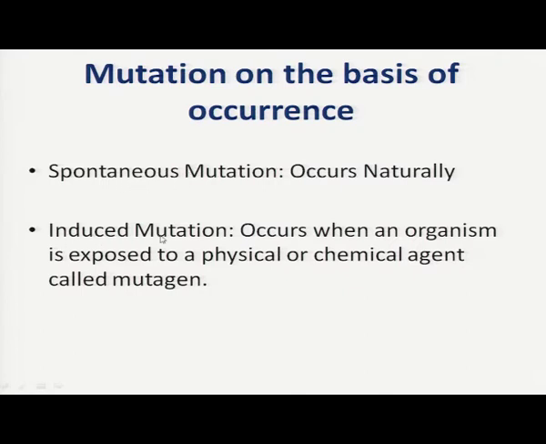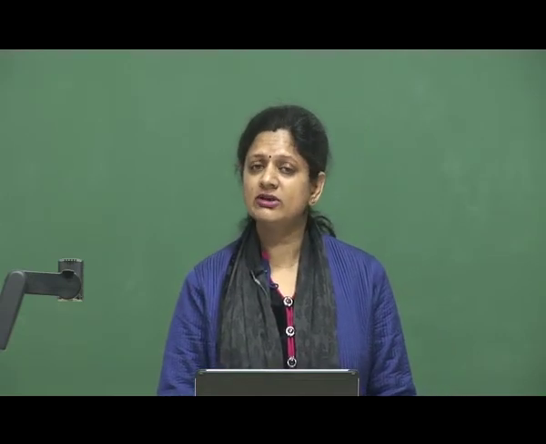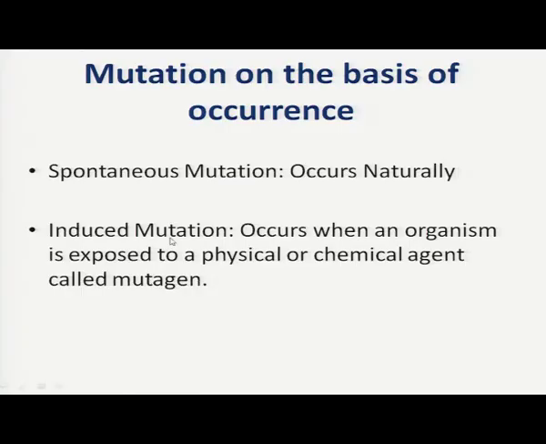In case of induced mutation, it occurs when an organism is exposed to a physical or chemical agent called a mutagen. So, a mutagen is any physical or chemical agent which will cause the mutation, which will alter or change the sequences of the DNA. And if a mutagen induces the mutation in the DNA, that type of mutation is called induced mutation.